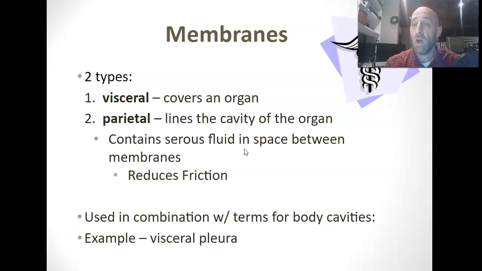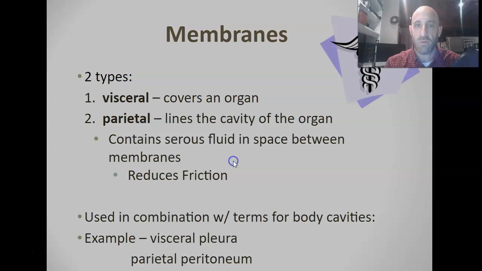So if I were to ask you, what's the name of the membrane on the lungs? The answer would be visceral pleura. The next example would be parietal. So that would be on the walls. And peritoneum I haven't mentioned yet. So that's going to be on the next slide. So let's go over that.